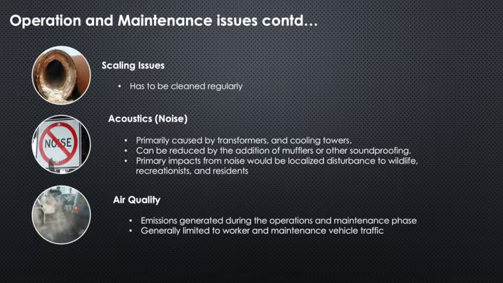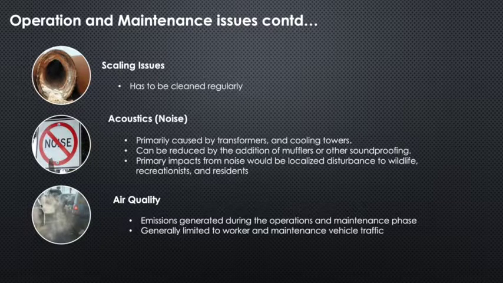There are several operation and maintenance issues which we have to handle periodically. The most important one being the scaling issue. Since the underground water contains various minerals like calcium sulfates, it can easily corrode the turbines and metal pipes, reducing efficiency of the system drastically or even sometimes completely damaging the facility. We have to take care of this by regularly cleaning the pipes and using some sort of corrosion avoidance technique. Noise. This is primarily caused by moving turbines, transformers, and cooling towers. This can be reduced by the addition of mufflers or other soundproofing equipment.